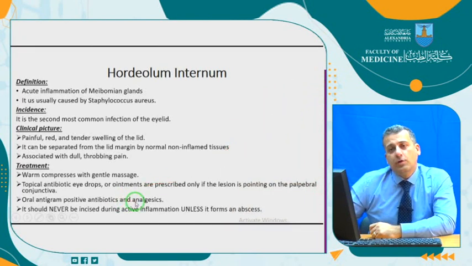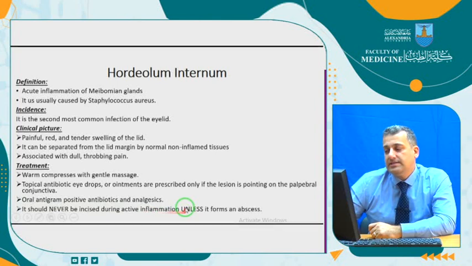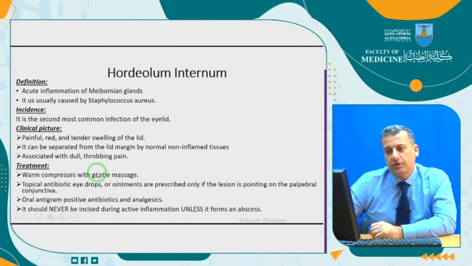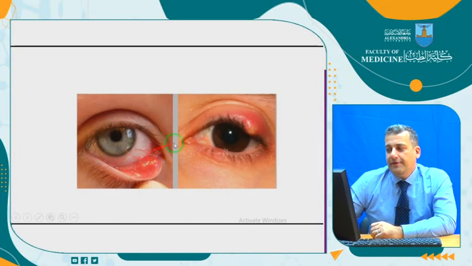Okay, and why do we give analgesic? Because we said there is pain. It should never be incised during active inflammation unless it forms an abscess. If there is an abscess, incise it. If there is no abscess, give the medical treatment, and it would help to resolve the condition. If you see here, this is the stye or the hordeolum externum affecting the lash root, and this is the hordeolum internum from the inner side sparing the lid margin. So this is the hordeolum internum and this is the hordeolum externum.